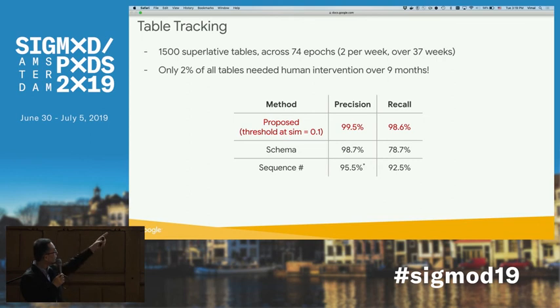Table tracking, one thing I want to point out, this has now been more than 9 months, and in the first year we had this launched, only 2% of the tables where the changes required a little bit of human intervention, so there's really minimum burden on us.